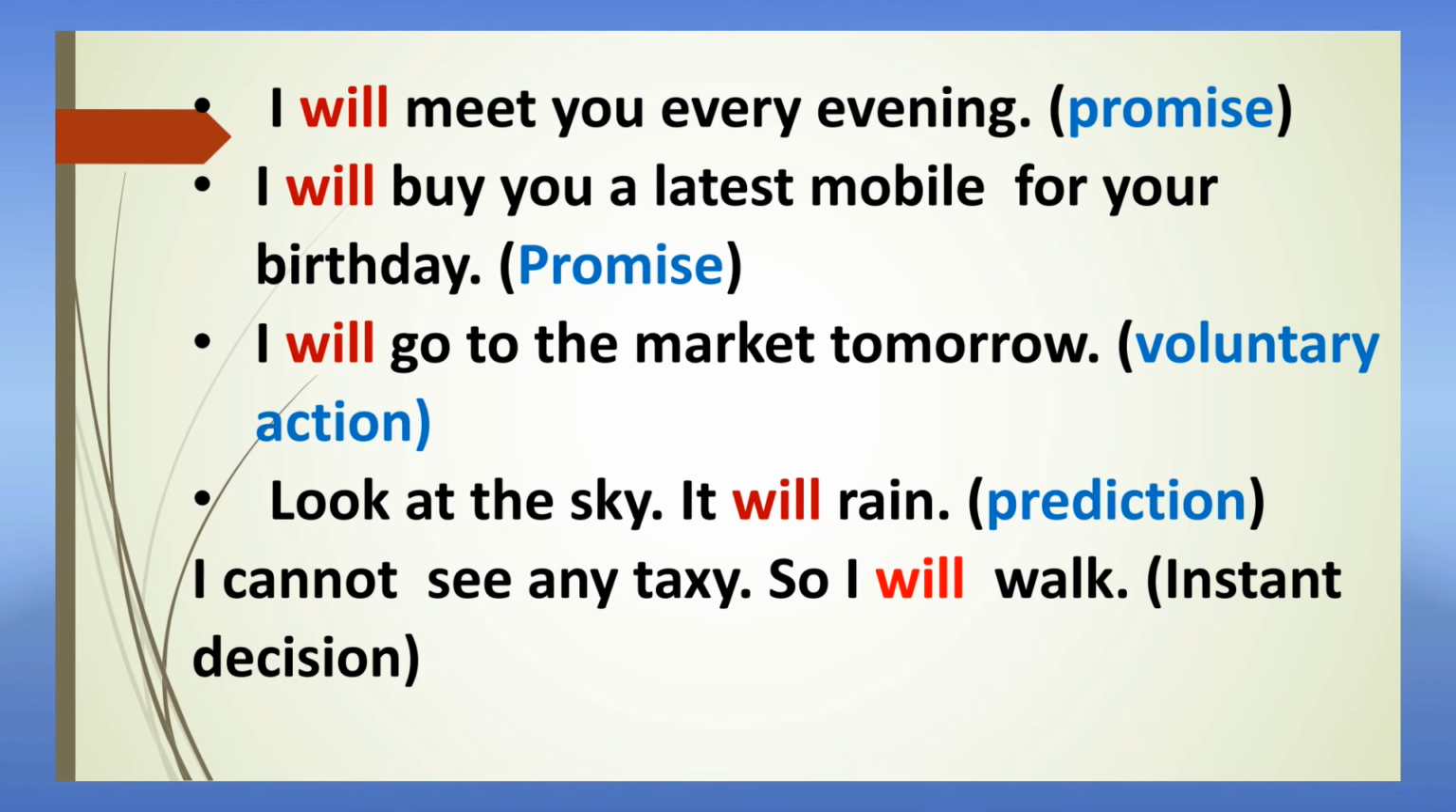Now let me move to the instant decision. Look at that: I cannot see any taxi. You are waiting for buses or taxis, and you can't see even a single taxi or bus at that time. So what do you do? Look at the example: I cannot see any taxi, so I will walk. That is an instant decision. These are all examples for the modal will. Let me move to the next.